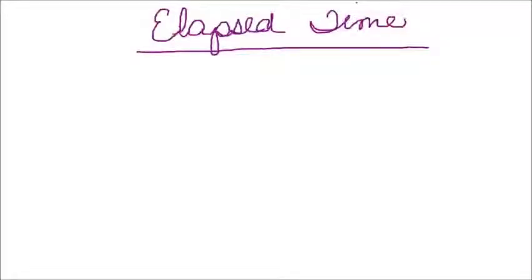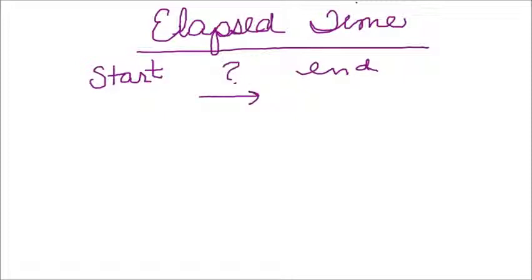Okay, today we're going to be talking about elapsed time. Elapsed time is the amount of time between two events, or the amount of time that has passed for an event to occur, but it deals with our time. And today what we're going to look at is when we're given a start and an end time, and we have to figure out how much time happened between the two.